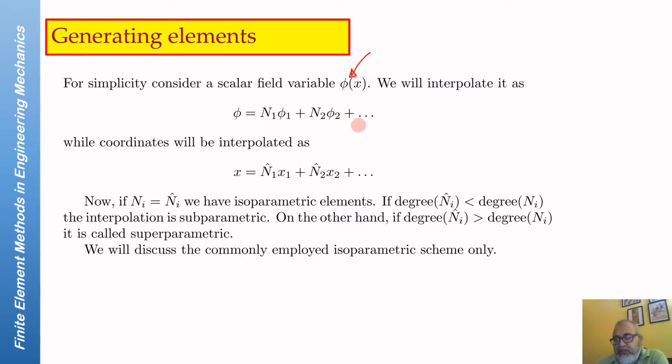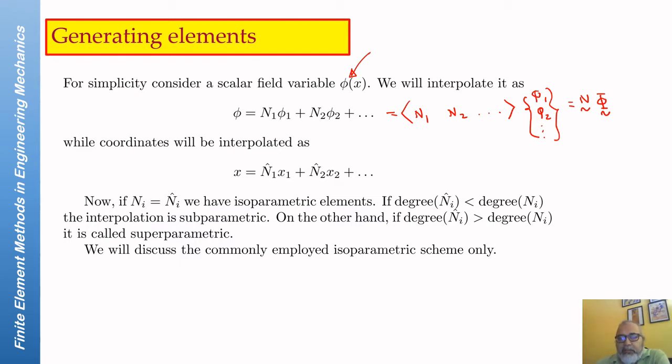So if it has 3 nodes, then it will be up to n3, as in the 3-noded triangle. If it has 4, it will be n1 n2 n3 n4, as for Q4, and so on and so forth. So this can be written as a shape function matrix, as we have done before, and a vector of the nodal values of phi. So this can be written as N times, let's say, capital Phi. Capital Phi is the list of nodal values of phi for that element.